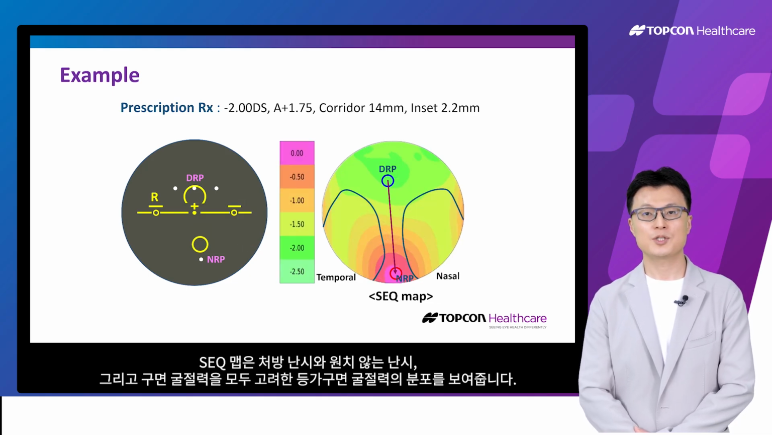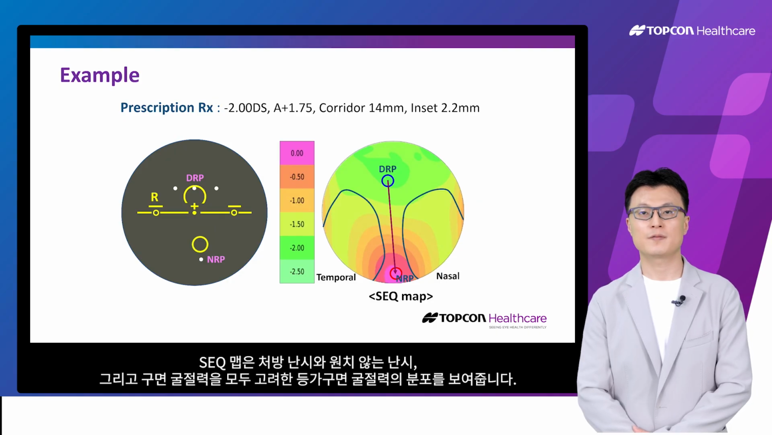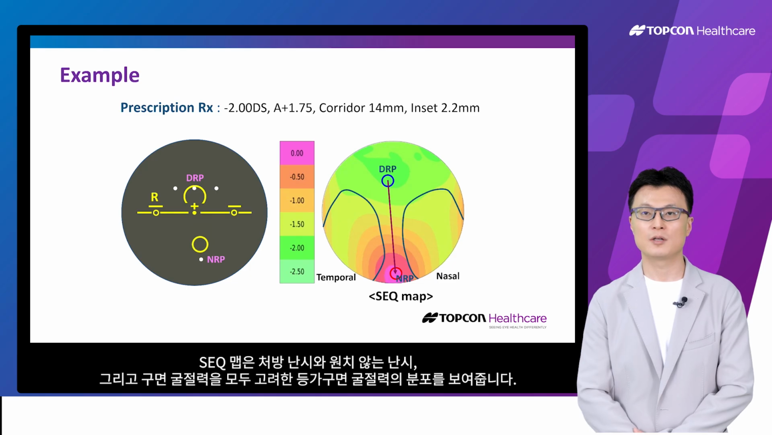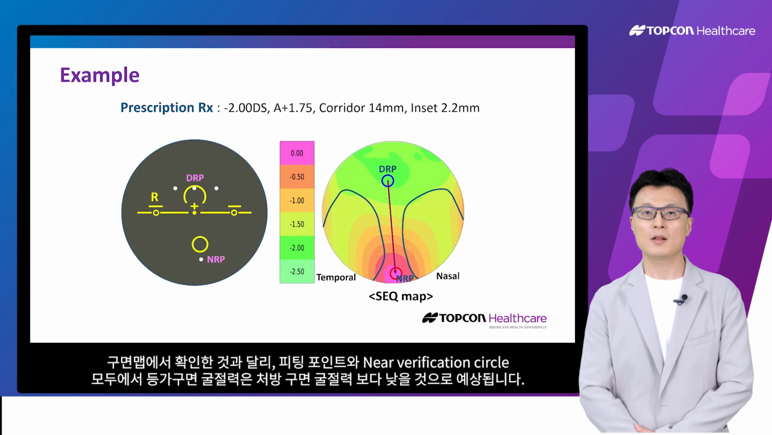The SEQ map shows the distribution of equivalent spherical power, which takes into account both the prescribed and unwanted astigmatism, as well as the spherical power. Unlike what we saw in the spherical map, the spherical equivalent power at both the fitting cross and near verification circle is expected to be lower than prescribed.